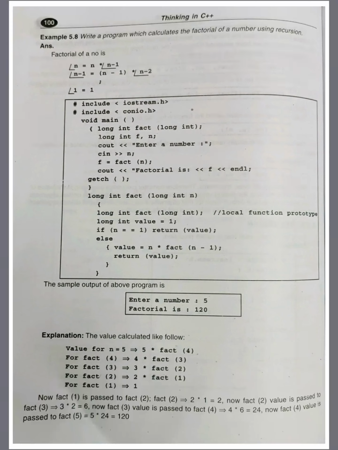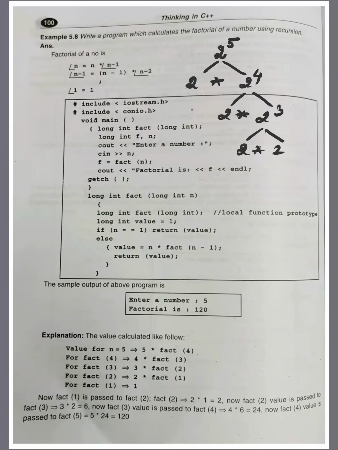Suppose we have to find 2 to the power of, say, 5. Now to find 2 to the power of 5, it can be written as 2 into 2 to the power of 4. 2 to the power of 4 can be written as 2 into 2 to the power of 3. This can be written as 2 into 2 to the power of 2. This can be written as 2 into 2 to the power of 1. This can be written as 2 into 2 to the power of 0. And 2 to the power of 0, or anything to the power of 0, is 1.